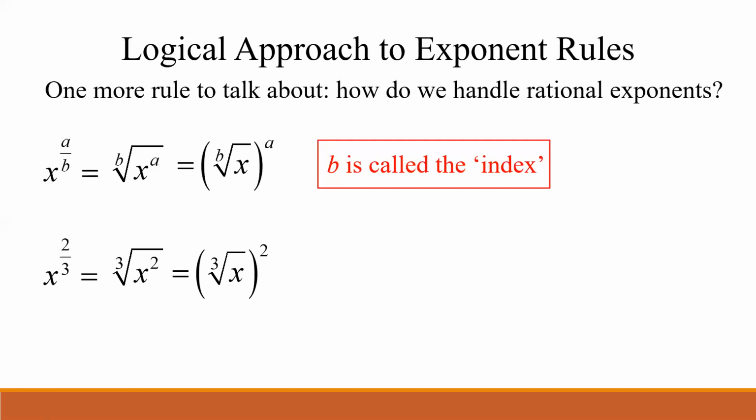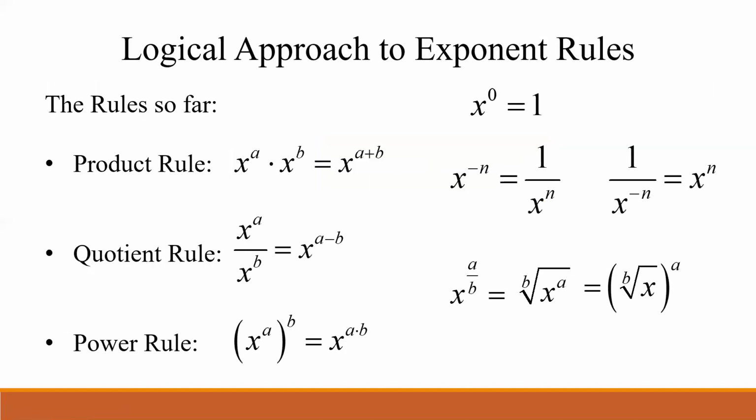Okay. What if I want to go backwards? What if I have the 5th root of m? How would I write that as a rational exponent? Well, my power here is 1, so I'll write that as m to the 1/5 power. Okay? And that's how that works. So that's all the rules.